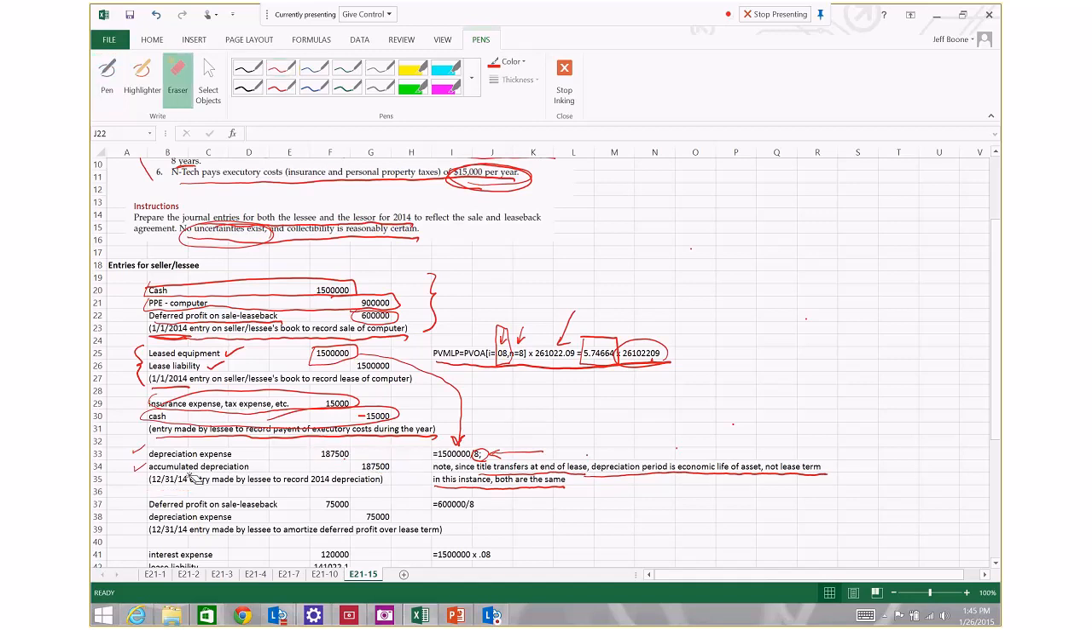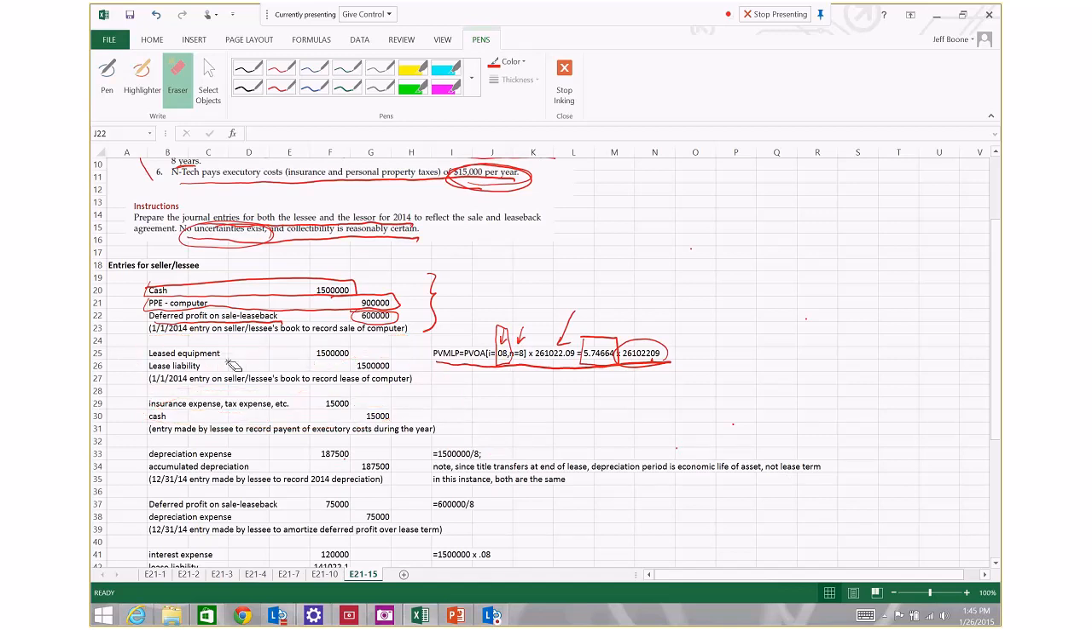Okay, let me clear out a little space here so that we don't get lost as to where we're at, and then I'll continue with the journal entries.